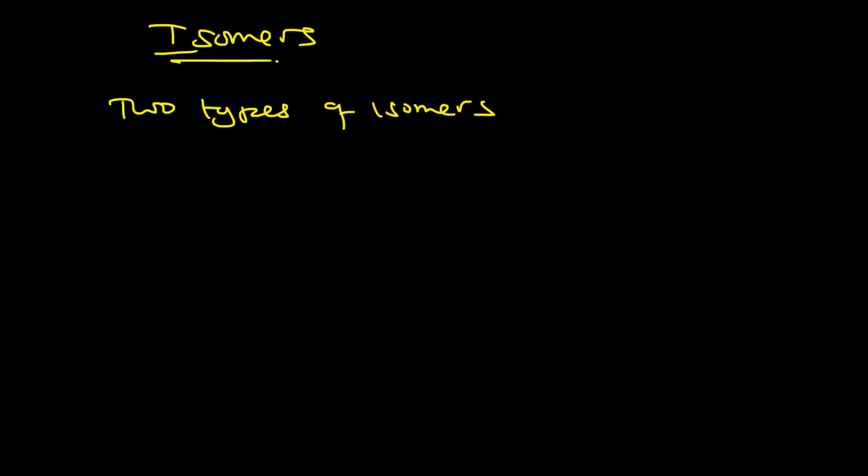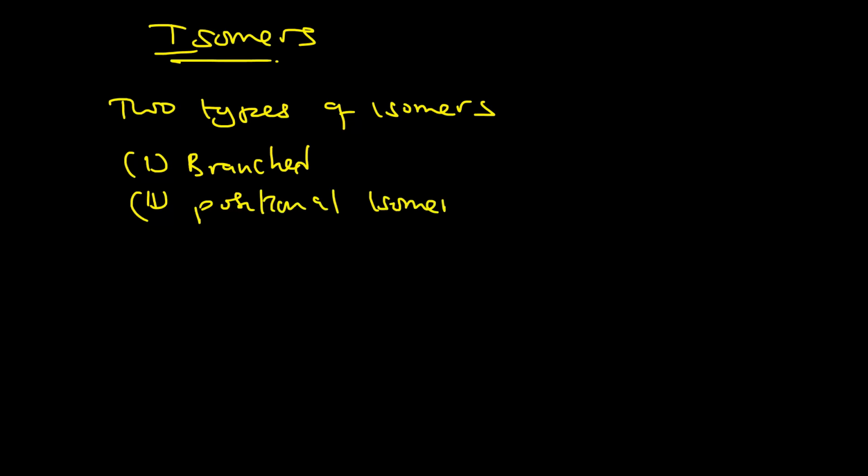Now, there are 2 types of isomers that we can look at in alkenes. One is called the branched, where you have a branch. Then the other one, we talk of positional isomers. When you talk of positional isomers, we are just looking at the position of the double bond. So we are going to begin with the positional isomers and just look at where the double bond is.